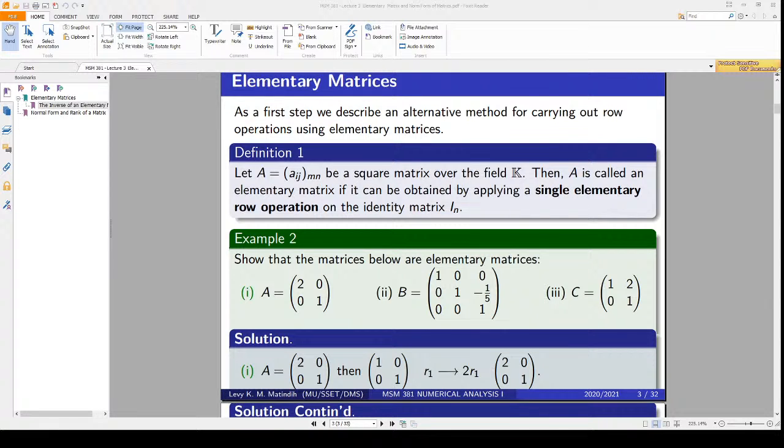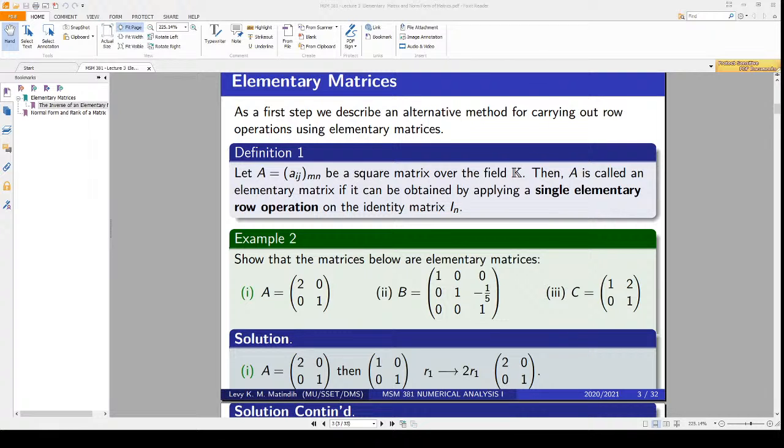Now, this is the solution. For matrix A, the row operation is row 1 becomes 2 times row 1. If you multiply row 1 by 2, you get the matrix A. For that reason, matrix A is an elementary matrix, because we have obtained it by applying a single row operation on a 2 by 2 identity matrix.